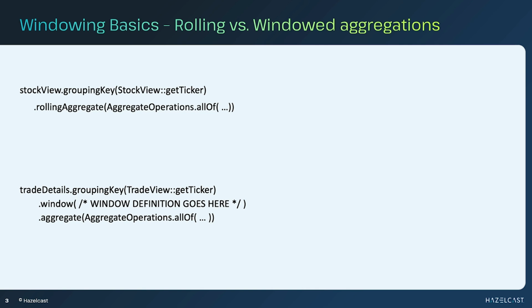Now, as a refresher, in our last episode, we used rolling aggregations as shown here at the top. We specified a grouping key, which is optional, and then followed that with a rolling aggregate stage. For our windowed aggregations, which are shown at the bottom, we can define our grouping key just as before, but we add an additional step where we define the window over which the aggregation will be performed. Then we add our aggregate stage, which is no longer a rolling aggregate, but accepts the same kind of aggregate operations to apply to the data stream.